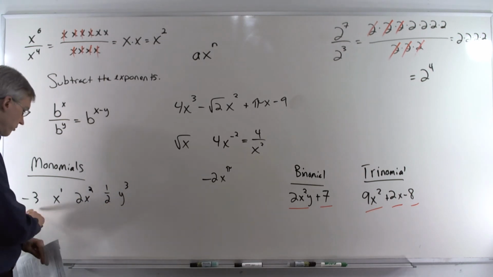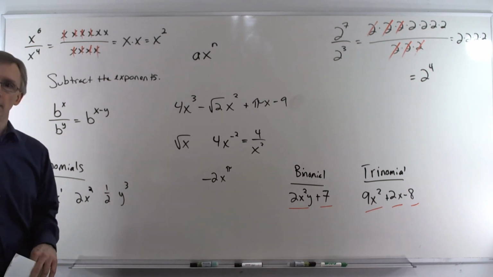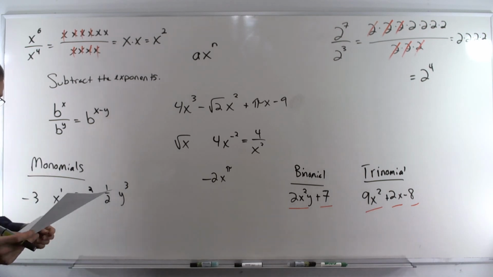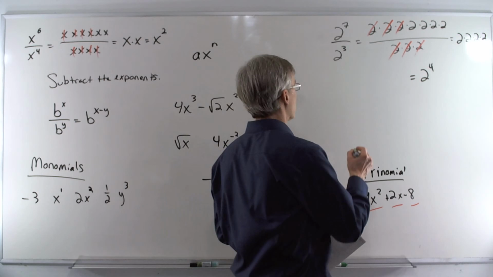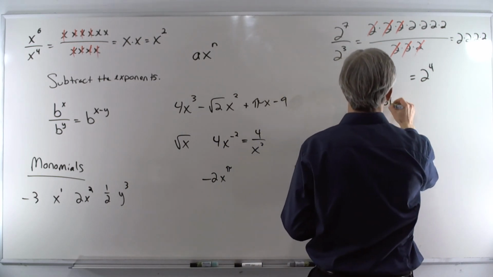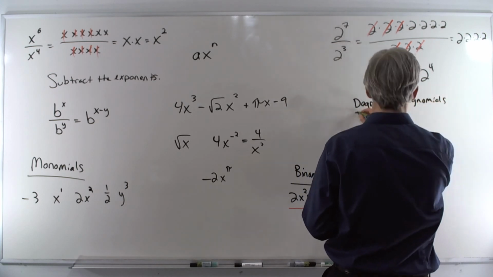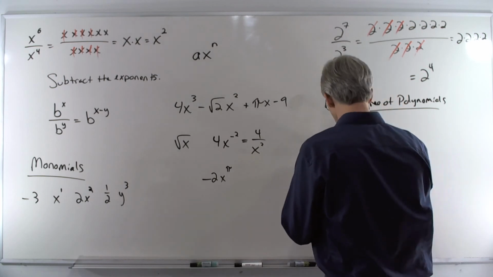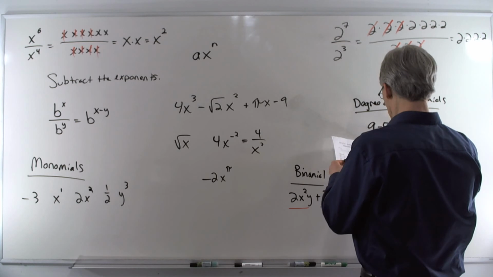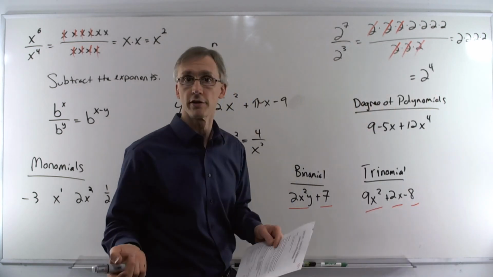Coefficient doesn't matter at all. It's only the exponent we're looking at. If we have a single variable, then just look at the exponent and there's your degree. Now when it comes to polynomials, it's the greatest degree amongst all the terms.